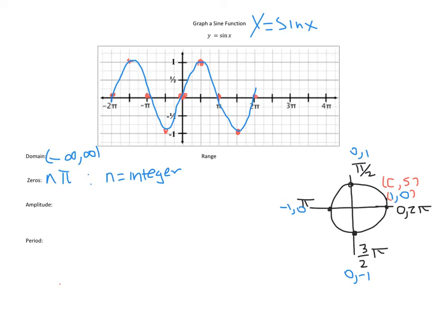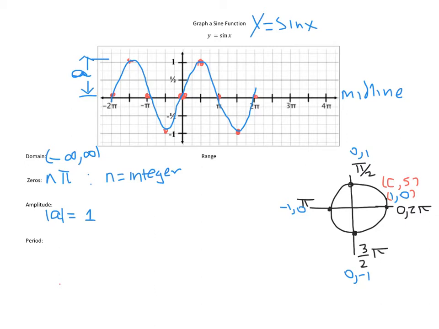The amplitude is the highest or the lowest the function goes. Amplitude is the distance from the midline. So we call this the midline. The amplitude is the distance from the midline to the maximum point, and this is the maximum point right here. And so that is the amplitude. I'm going to represent it with A. So A is equal to 1 in this case, and it is the absolute value because it represents a distance.